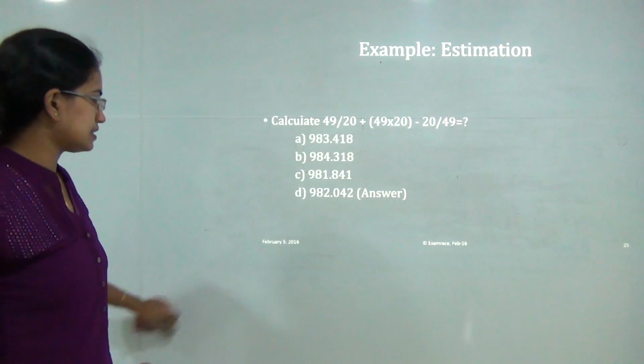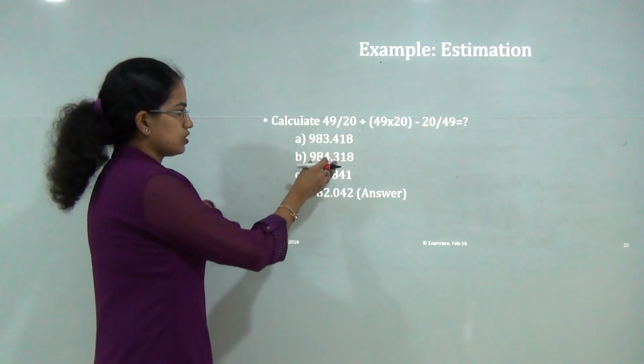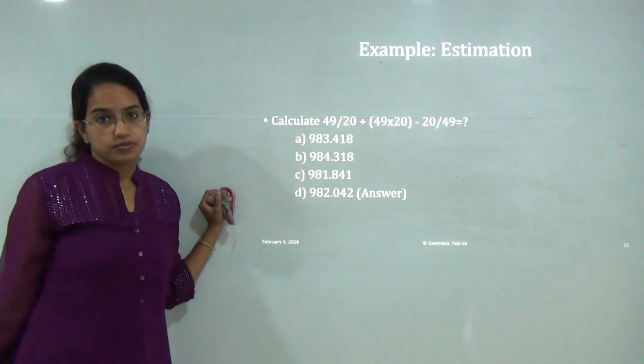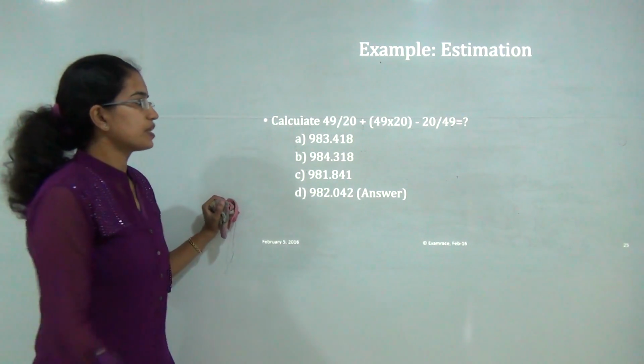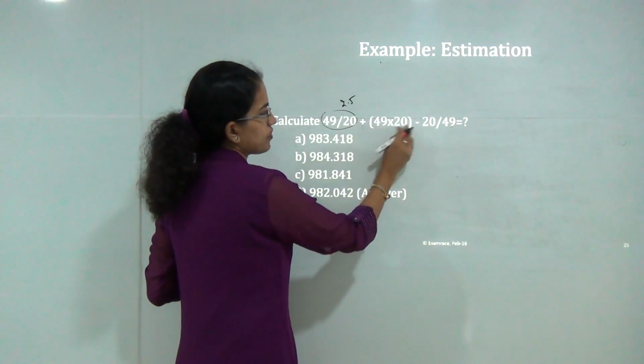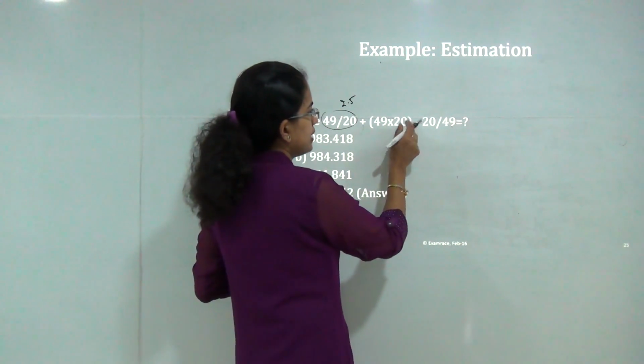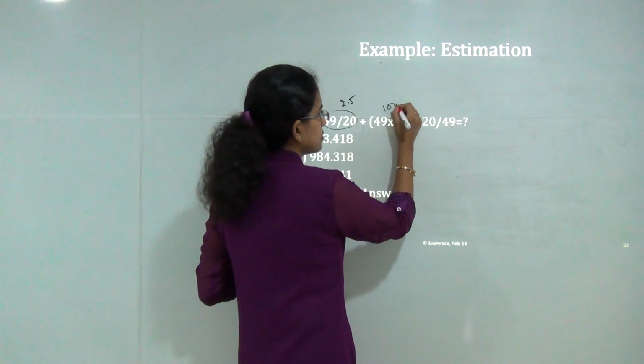The next is estimation. So here you have a question. Now in this question you have choices which are given very close by. So it's very difficult to estimate. So even if I say this is nearly 2.5, this is 50 into, if I consider this to be 50 and I say this is 50 into 100, so that 20, that's 1000.